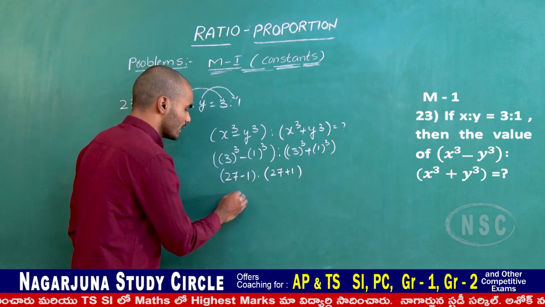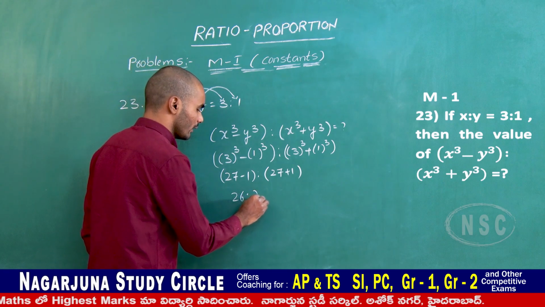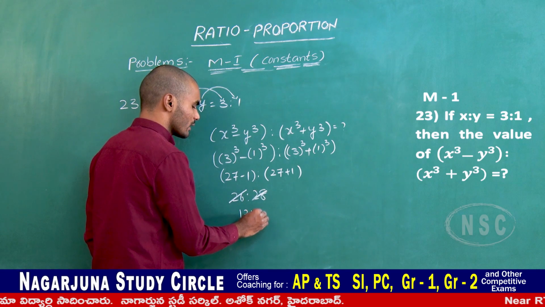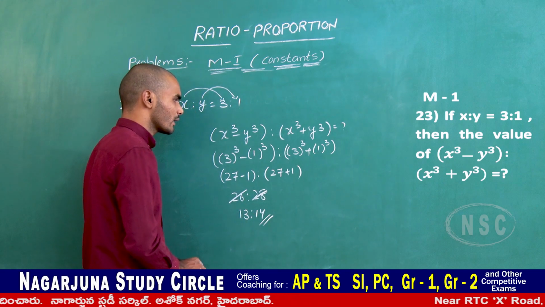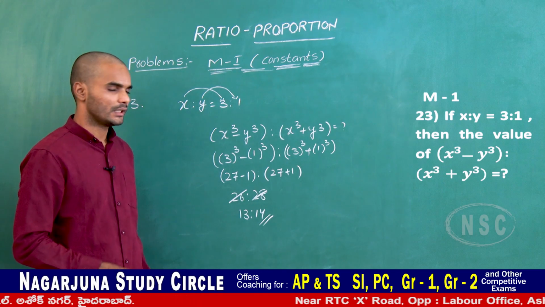27 minus 1 means 26. And 27 plus 1 means 28. 2 13s are 26, 2 14s are 28. This is the result of x cube minus y cube is to x cube plus y cube.